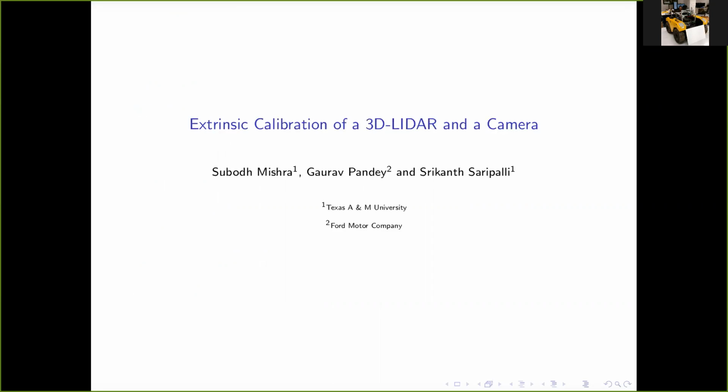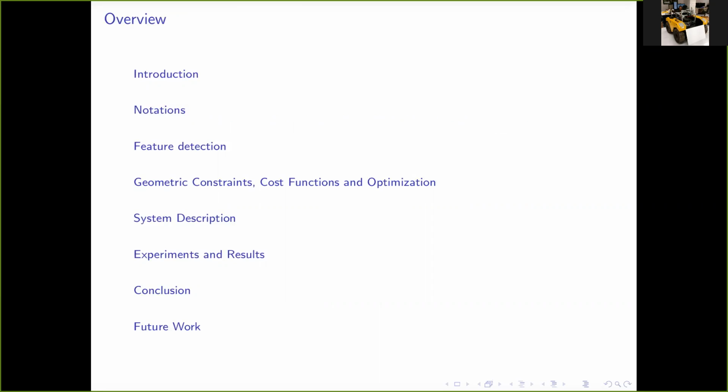Hi, my name is Subodh, and I'm going to present our paper titled Extrinsic Calibration of a 3D LIDAR and a Camera. Here is a brief overview of the presentation. First, I'm going to introduce our work and talk about our contributions.